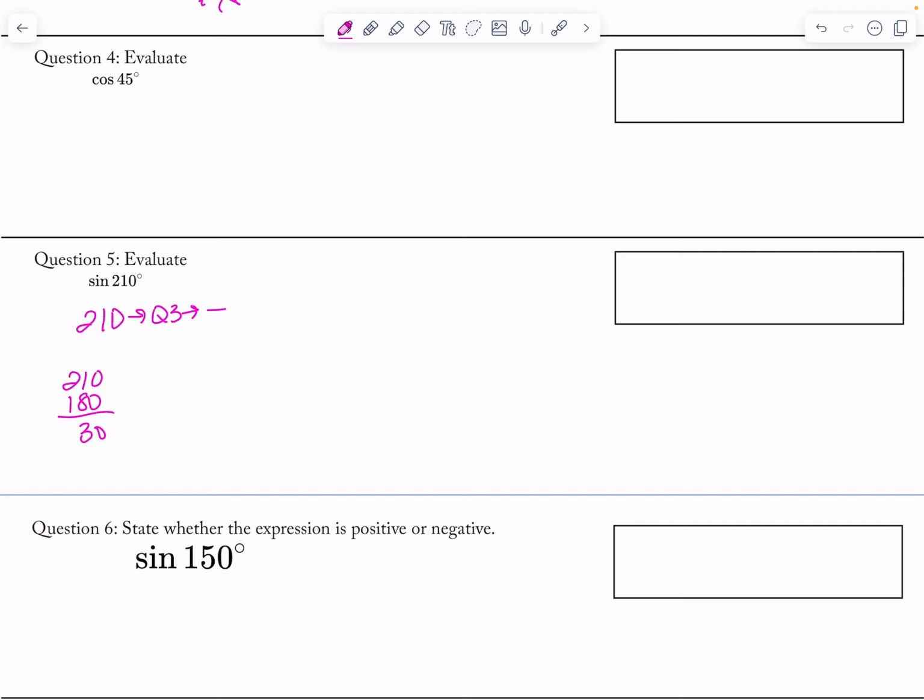So that's 30 degrees. So then I have sine of 210 degrees is the same thing as negative sine of 30. Okay. I don't know why I was thinking quadrant 4. Okay, so then my triangle 30, 60, 90, root 3, 1, and 2. So then the sine of 30 degrees is 1/2. So this is negative 1/2.